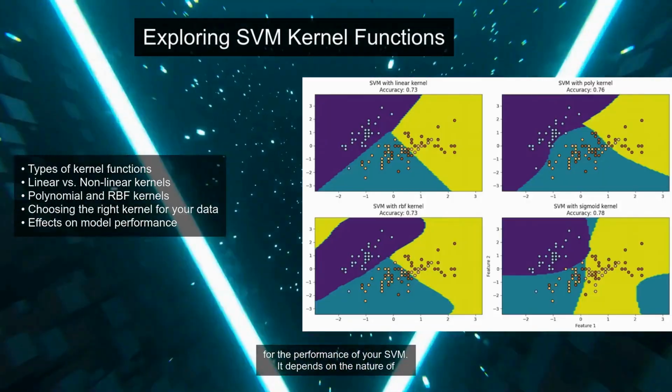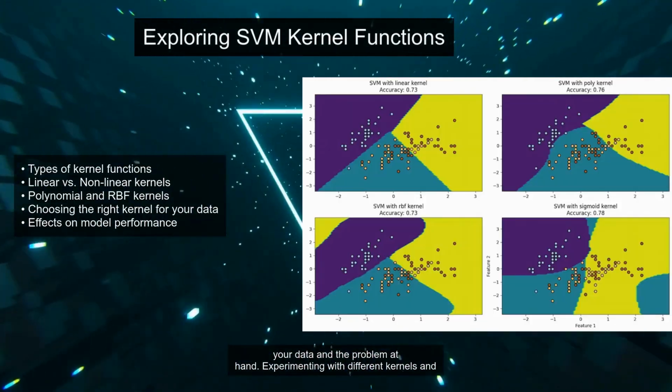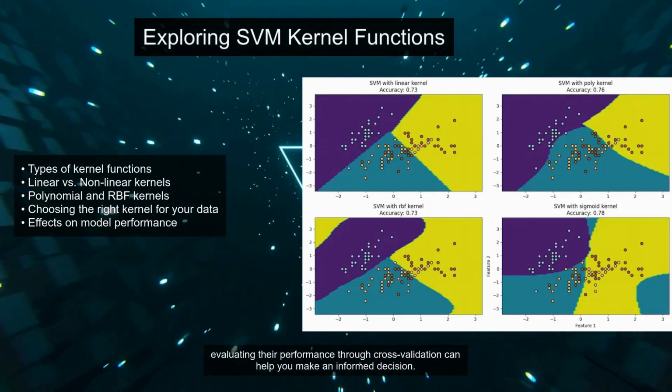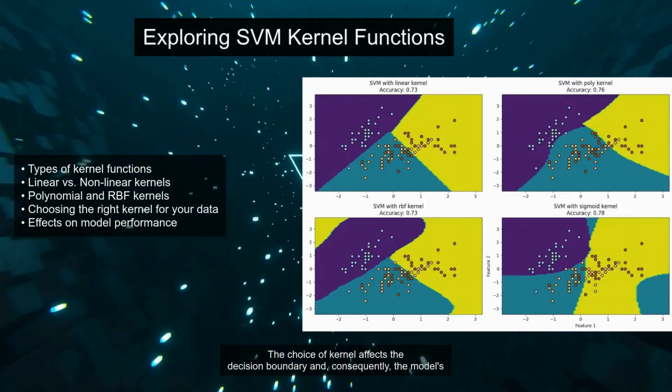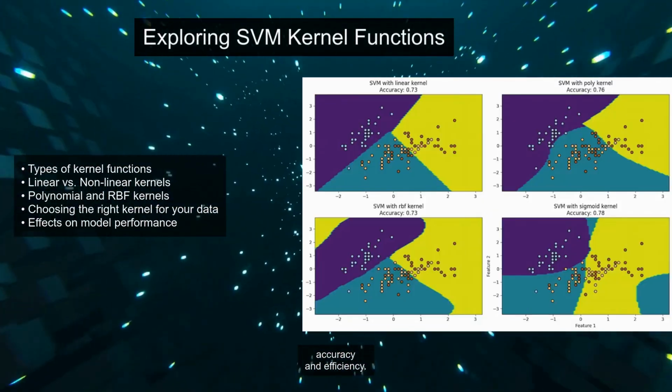Choosing the right kernel is crucial for the performance of your SVM. It depends on the nature of your data and the problem at hand. Experimenting with different kernels and evaluating their performance through cross-validation can help you make an informed decision. The choice of kernel affects the decision boundary and, consequently, the model's accuracy and efficiency.